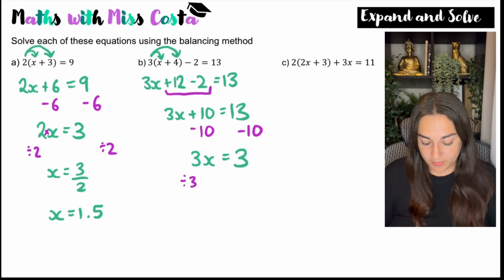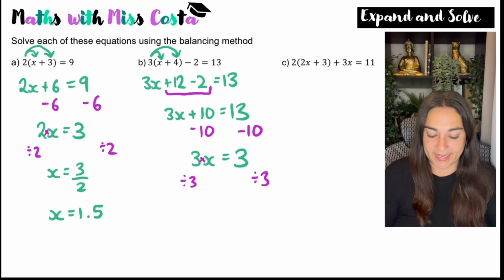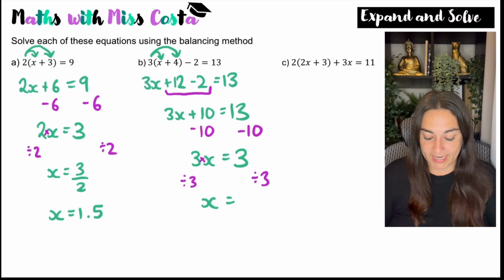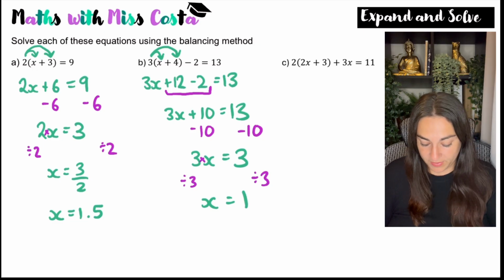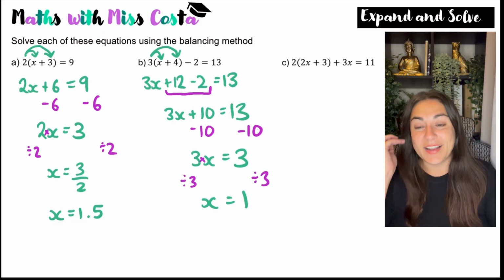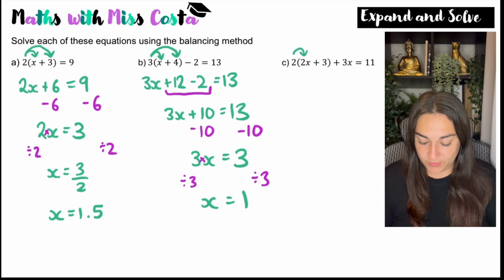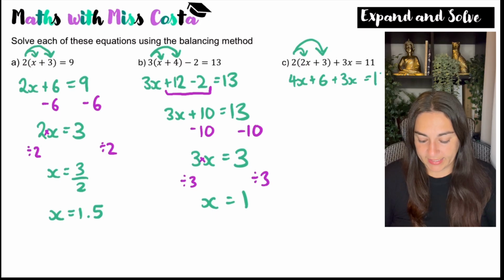And the last step, I'm going to divide both sides by 3 because 3x means 3 times x, and the inverse of multiplication is division. So I'll be left with x equals 1. The last one: 2 times 2x is 4x, 2 times by 3 is 6, and then I've got a plus 3x equals 11. So let's bring all the like terms together.